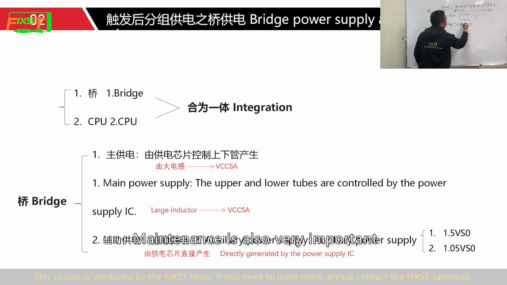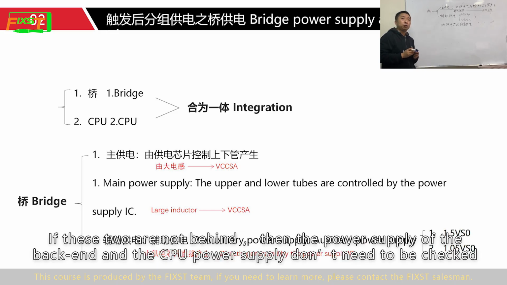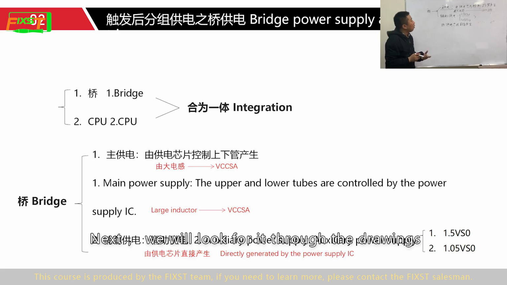Maintenance is also very important. It is necessary to look at the drawing for analysis to find it. If these two are not present, then the power supply of the back end and the CPU power supply don't need to be checked, because it has a logical sequence, as we mentioned just now. Next, we will look for it through the drawings.